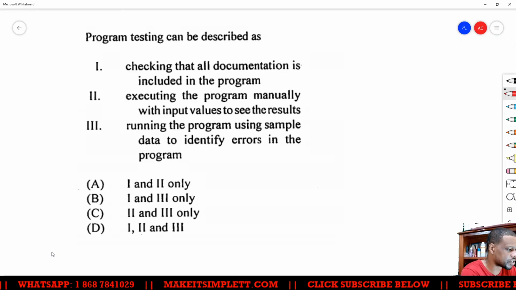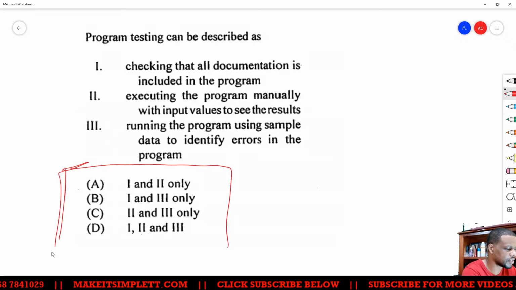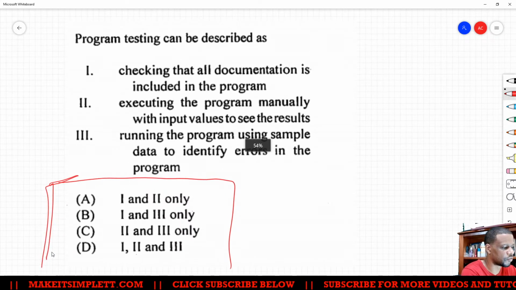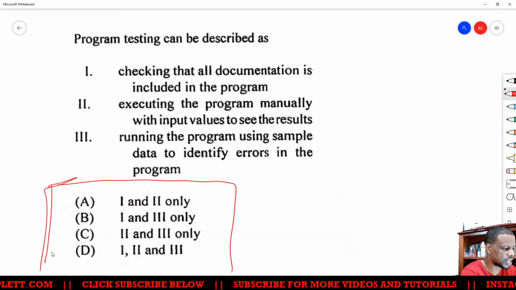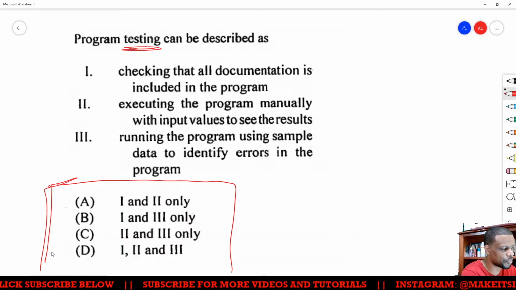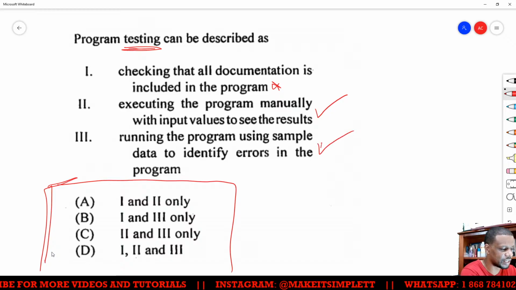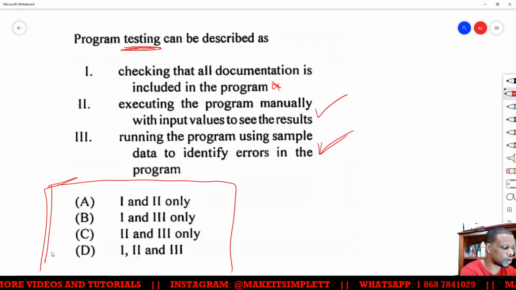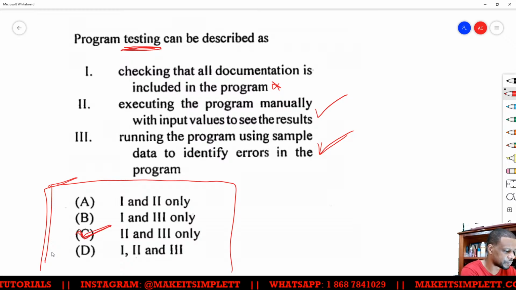Programming testing could be described as... Remember, with these questions, don't bother with reading the answers yet. Just focus on the different choices they give you, and then choose based on the choices. Program testing can be described as checking that all the documentation is included in the program. Do you need to do that to actually test a program? No, you don't. Executing the program manually with input values to see the results? Yes, that is how you test a program. Running the program using sample data to identify errors? Yes, you definitely have to do that when you're testing. So our answers should be 2 and 3. We're going to find the one with 2 and 3, which is C. So C is the answer there.